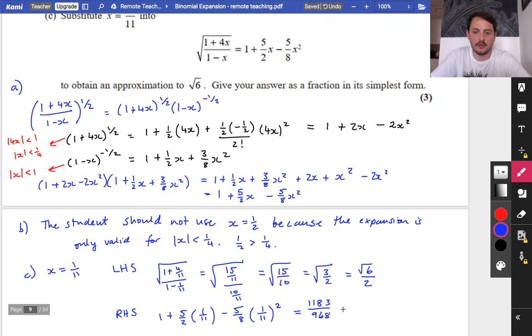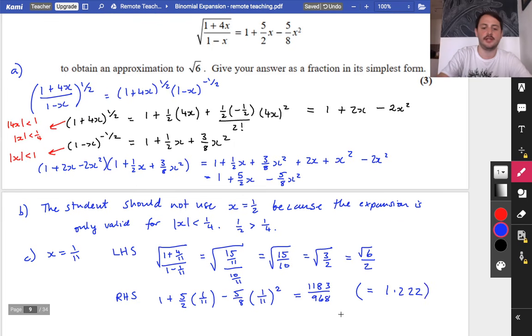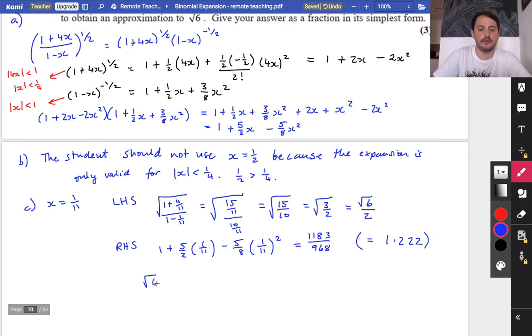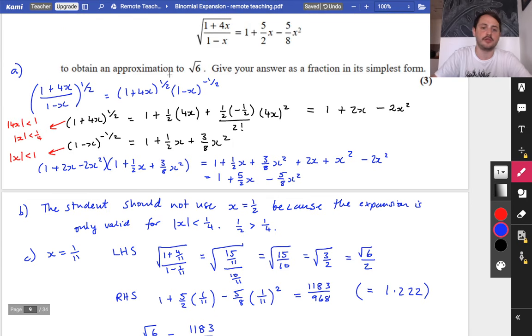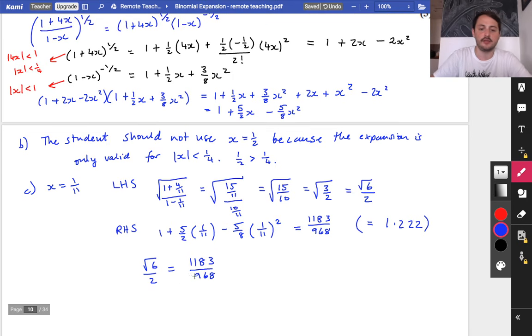And let's just do this. Oh, it wanted it as a fraction in its simplest form, but what I'm going to do is just see what this is as a decimal as well. So we've got 1.222, okay? Now that's not quite finished, because we've now got that root 6 over 2 is equal to 1183 over 968, and they want you to find an approximation to root 6. So that was our left-hand side, this was our right-hand side, so root 6 is going to be equal to this thing multiplied by 2. So let's multiply that by 2, and we get 1183 over 484, okay?